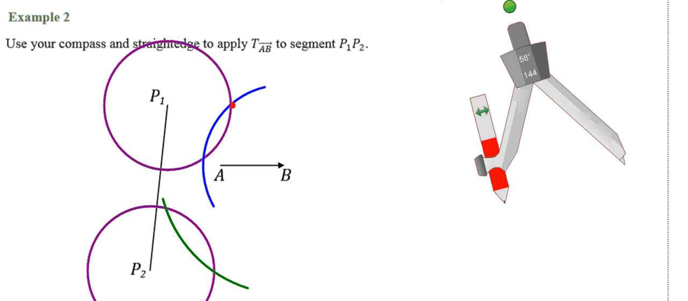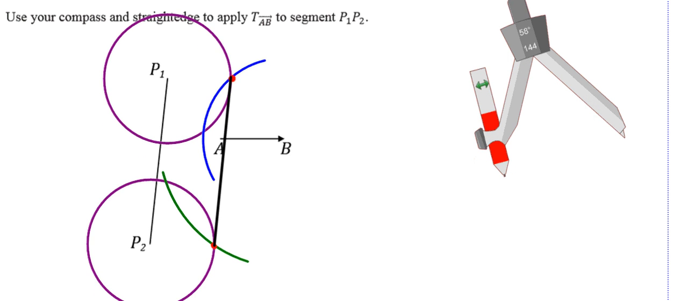So these 2 points right here reflect what you get when you slide point P1 and point P2 by vector AB. I'm simply going to take my straight edge now and connect those. And I've successfully translated P1, P2 by a vector with length and direction of vector AB.